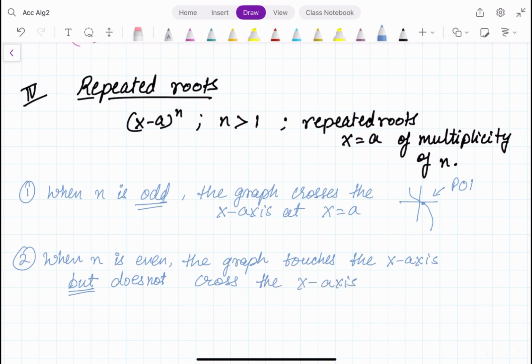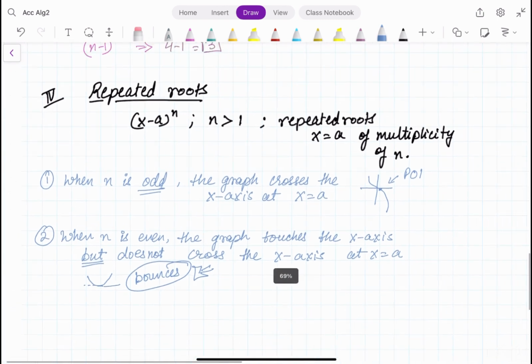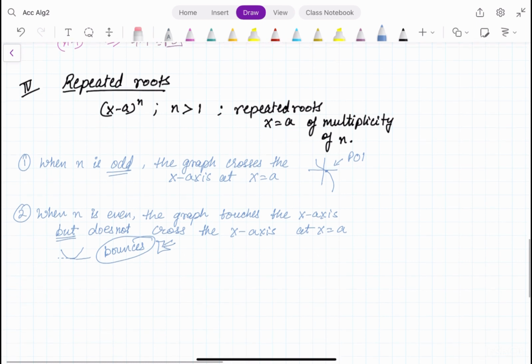So when it is touching the x-axis at x is equal to 0, it is kind of bouncing back, right? Just like on a trampoline, when you jump, you bounce back up and down, right? We are not oscillating. The main idea is it will just bounce back. So just try to write these keywords. Try to create a story out of it, and it will stay in your mind for a longer period of time.